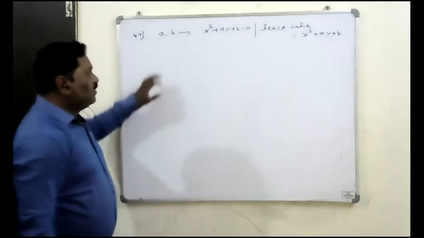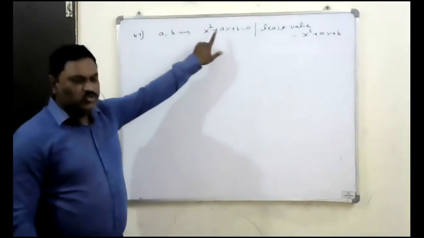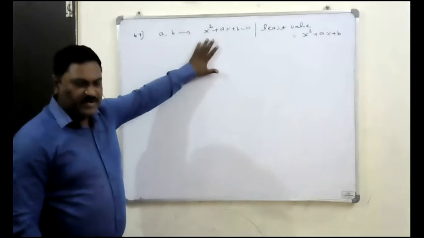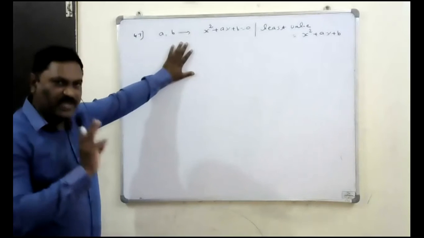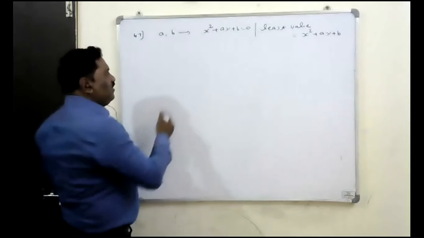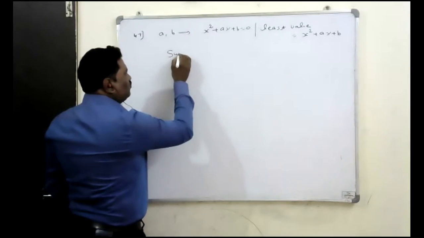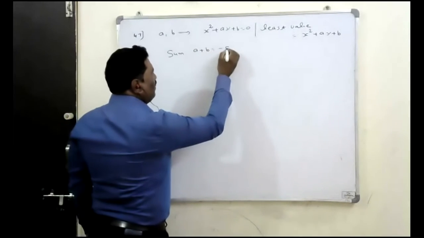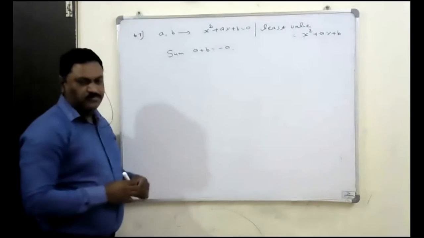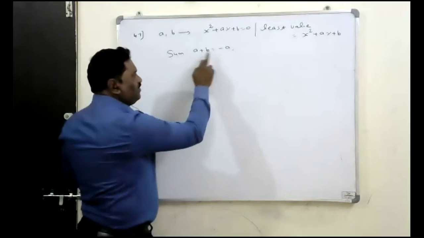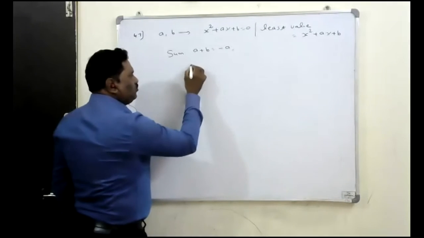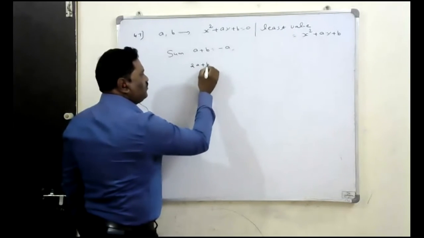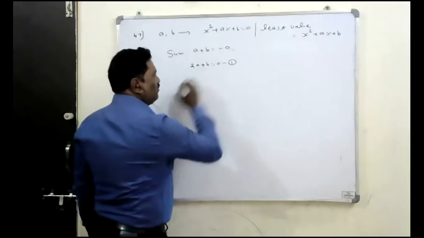Just observe that. Since a, b are the roots of this equation, from this condition first we'll find the values of a and b. To find that, first we'll find the sum of the roots. That is a plus b is equal to minus b by a, that is minus a. Then minus a bring this side. This is a plus a means 2a plus b is equal to 0. That is called equation number 1.